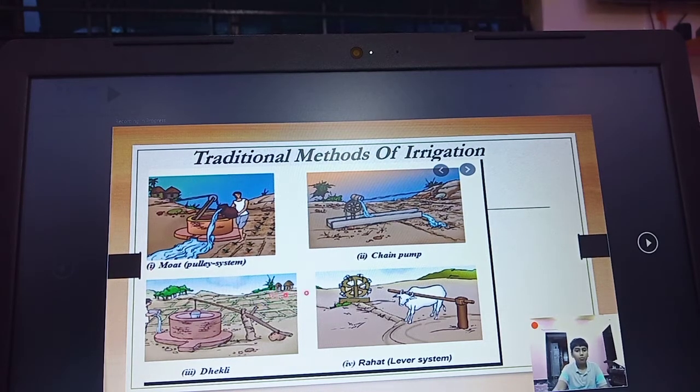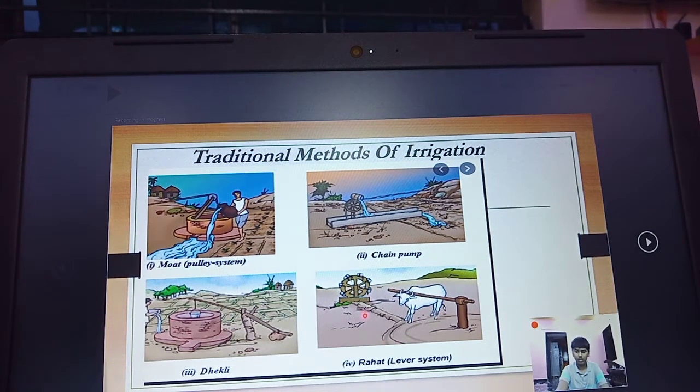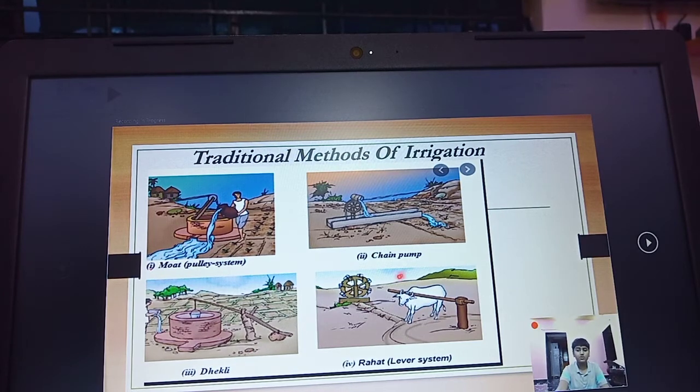Now mohat, as you can see, is similar to dhekli. There you need a bit of human power. Chain pump, the two wheels are attached. There also you do not need human power. In rahat, you need the power of animals but not humans.